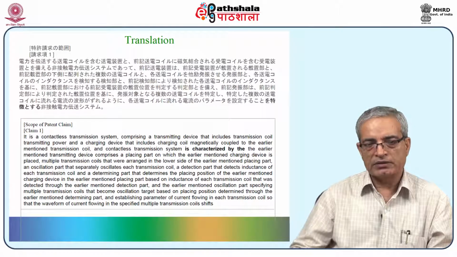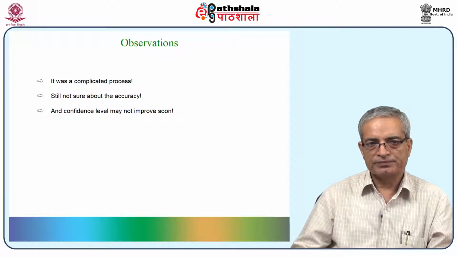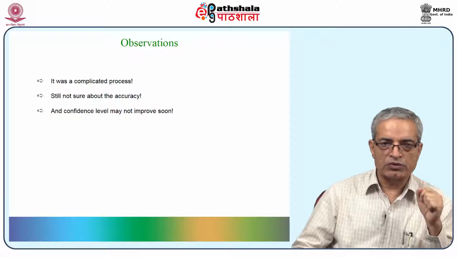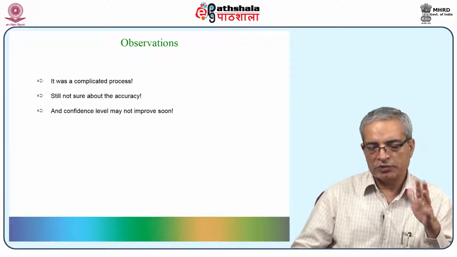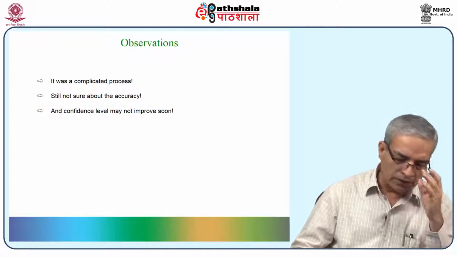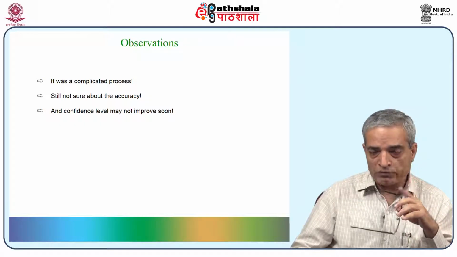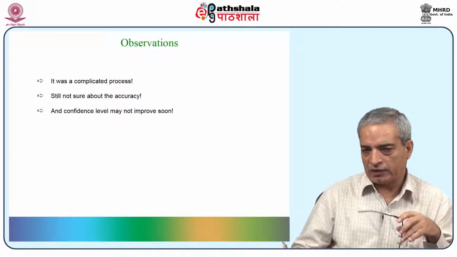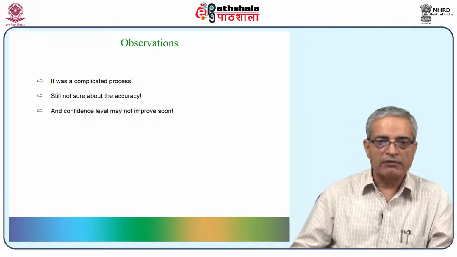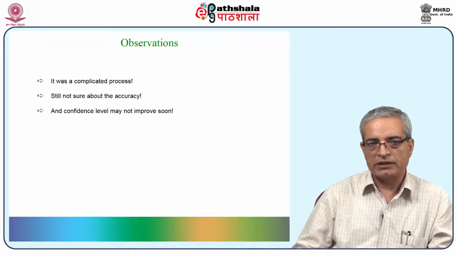The scope of the patent and the claim 1. But there are some observations. First is that it was quite a complicated process. There's no doubt. You may feel that you are tired and you will never attempt a patent again. But let me tell you a fact about the patent, that it is only the scope of the patent, or maybe the first paragraph or the second paragraph, which are considered difficult. Once you have done this, the rest of the part is more or less repetition of what has been done here.